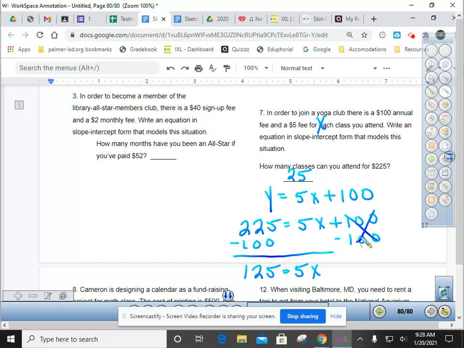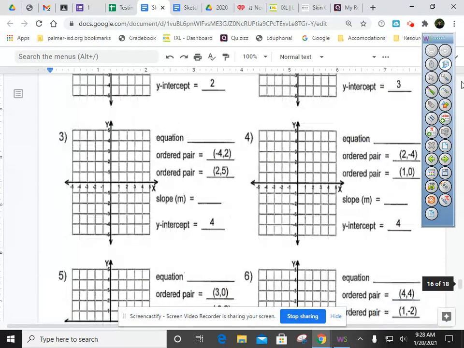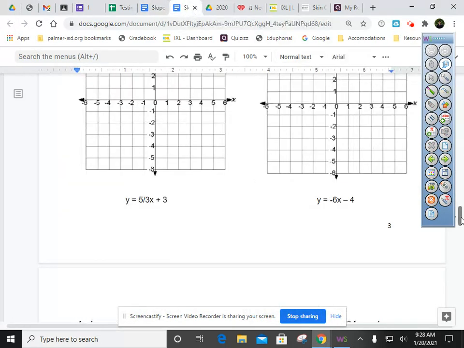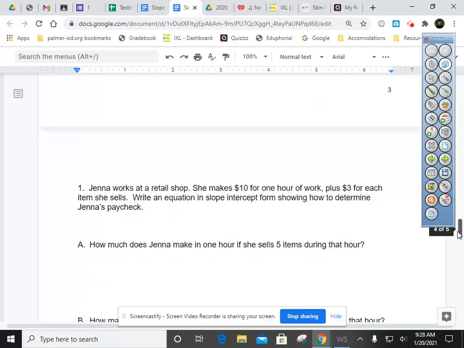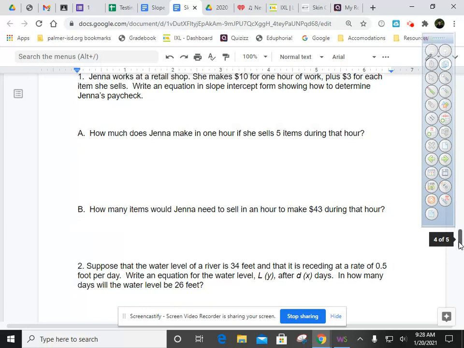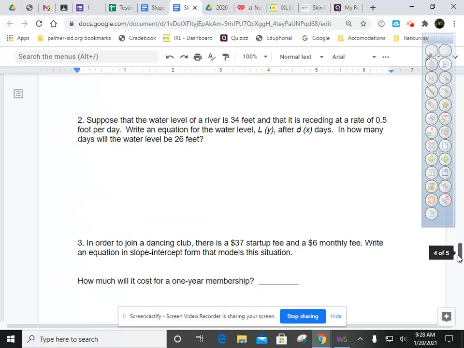All right, so we're going to stop where we are right here, and we're going to move over to the other packet, the sketch the line. And we're going to look at the next page. This is going to be your assignment. It's going to be pages 4 and 5 on the sketch the line. I need everybody to look at number 2.